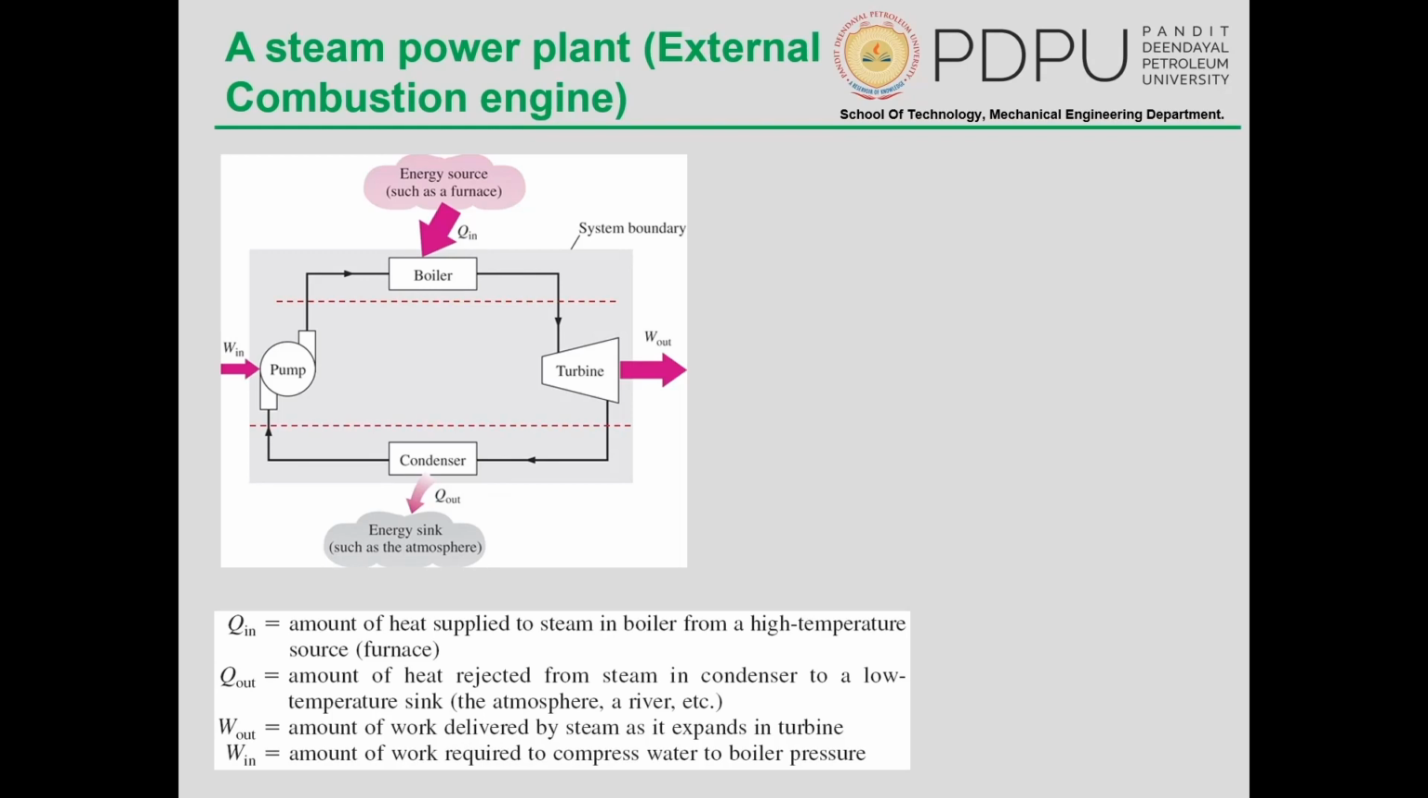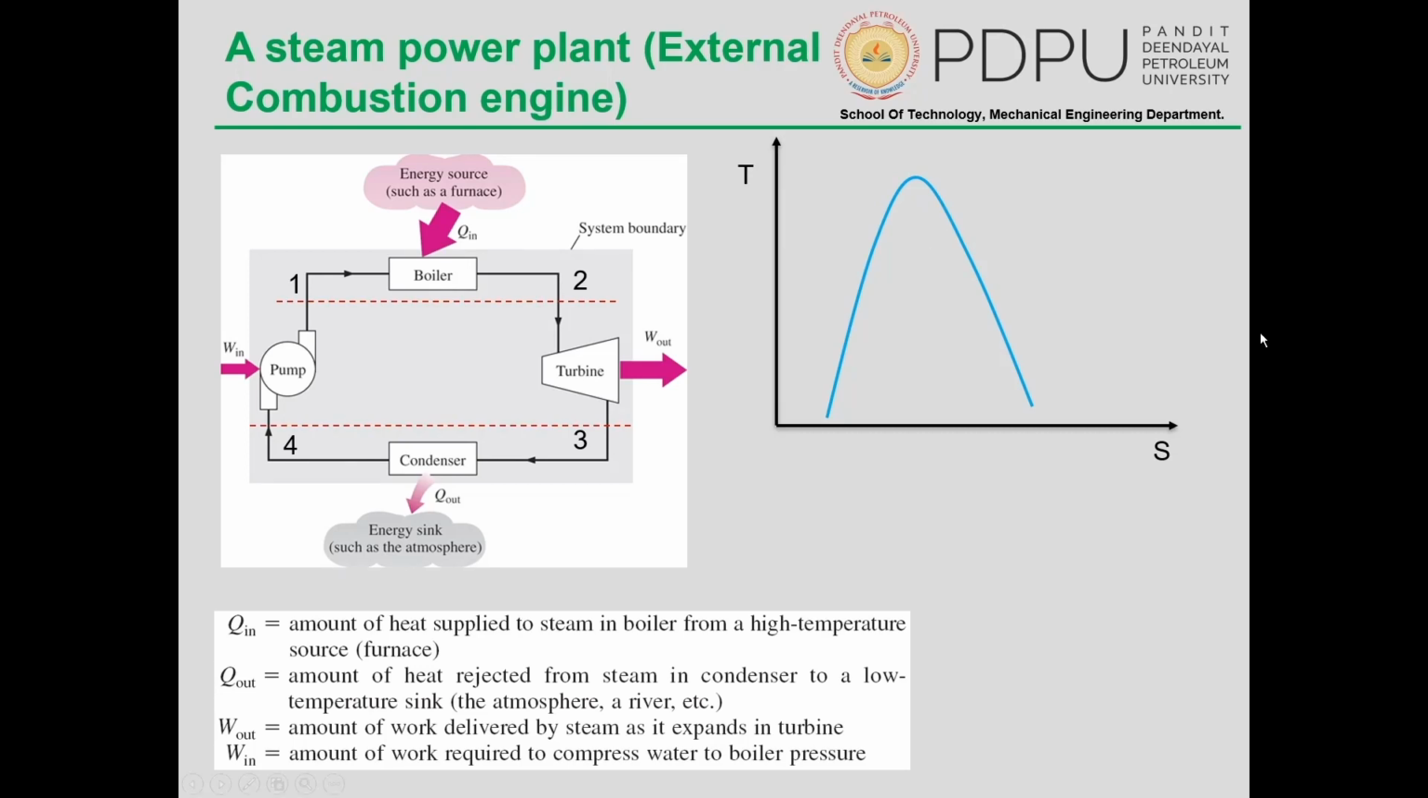I have divided it into 4 sections, particularly point 1. Point 1 is the inlet of the boiler, point 2 is the inlet of the turbine, point 3 is the inlet of the condenser, and point 4 is the inlet of the pump. I would like to represent this on a TS curve.